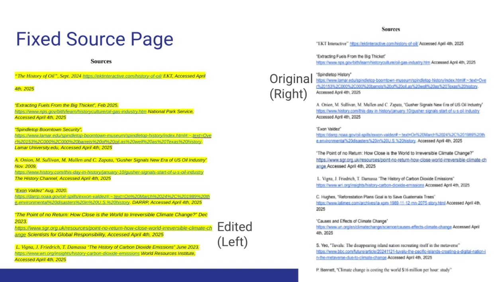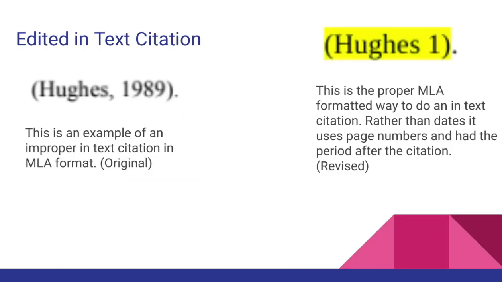We have the website you got it from. For example, fourth one down is the history channel with all of the authors and the title and such. And we have the link and the date it was accessed. So that was fixed. Next, it's a bit blurry, but we have our in-text citations.